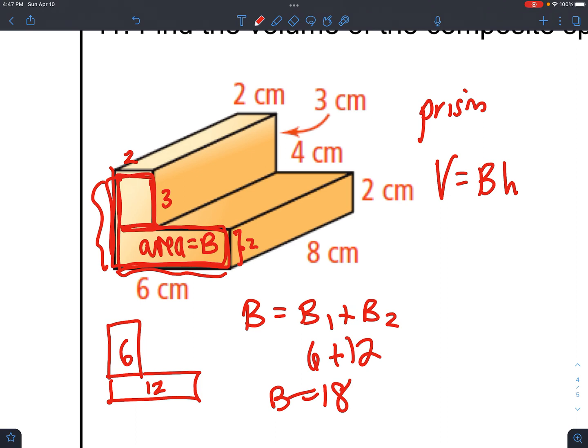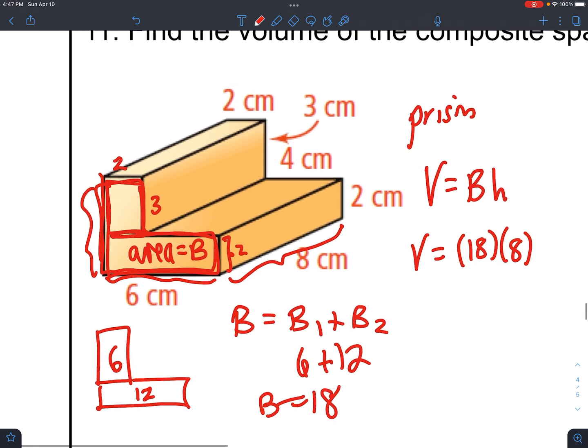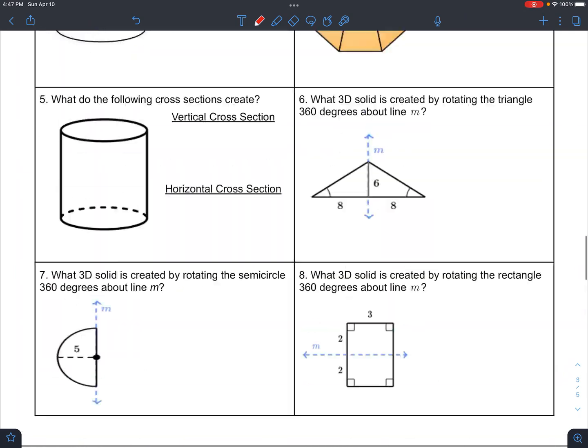Okay, let's double check. That's what I got earlier. 10 plus 18. Yep. And then you just have to say, okay, that's the area of the base, and the height is 8, because that's this distance here. That was kind of a tricky one, but it's still base times height, where base, capital B, is area. Okay? All right, thanks.